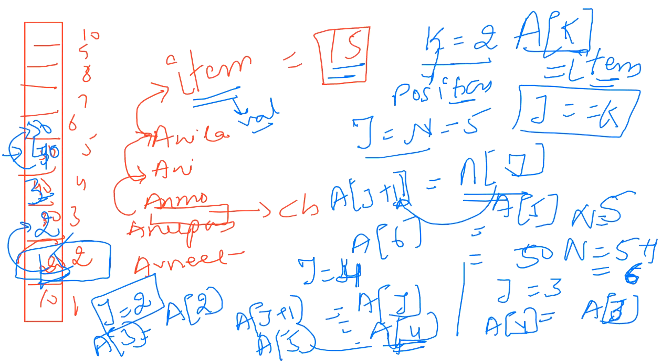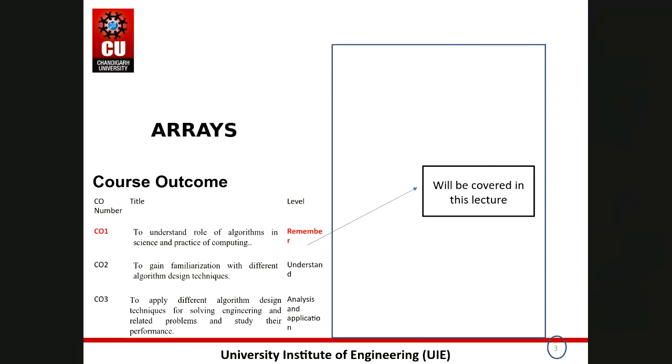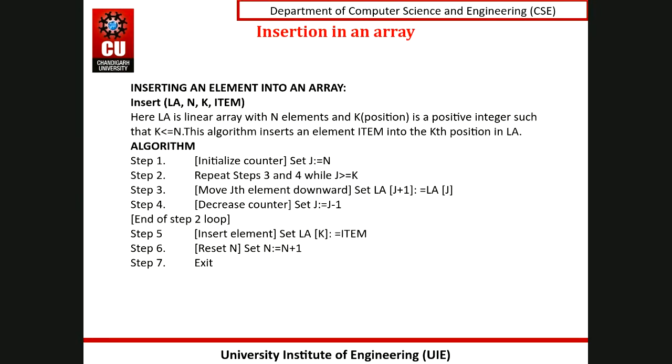Okay, fine. Now let us move to our PPT and see what the algorithm says. See, this is the algorithm. Obviously, LA is the name of your array, N is the number of elements in the array, K is the index where the item has to be inserted, and item is the value that is to be inserted. So there are three things. K is the index where the new insertion has to be done. There is a value called item that is to be inserted. N is the number of elements, and LA is nothing but the name of your array.